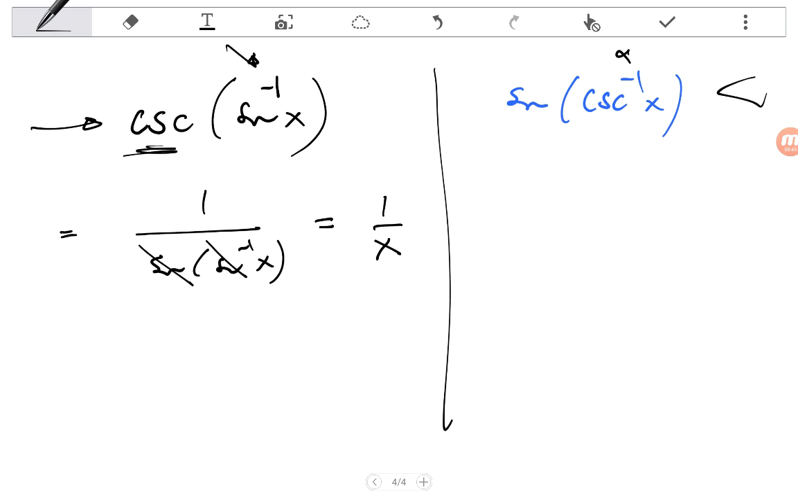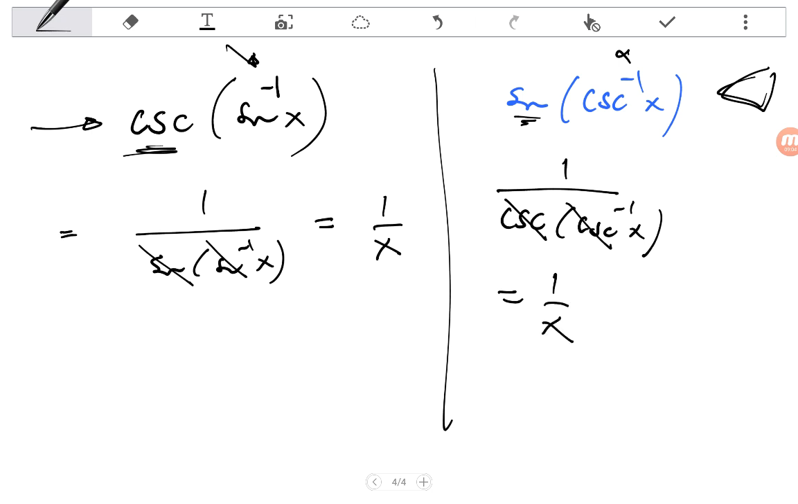But this is easier than making a triangle. We can find it very easily. How? What is the sine related to the cosec? It is 1 over cosec, so that is exactly 1 over cosec of cosec inverse x. So this will cancel this, and the remaining will be 1 over x. Okay, so these are problems that don't need any triangle.